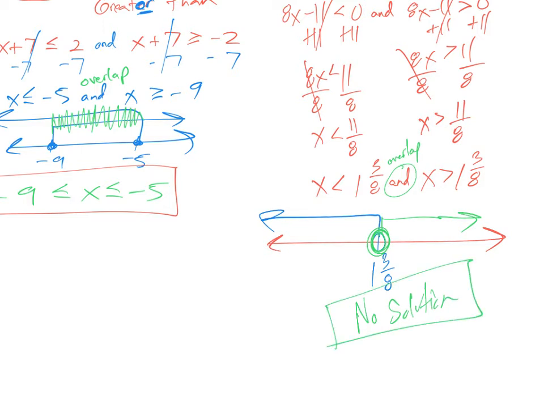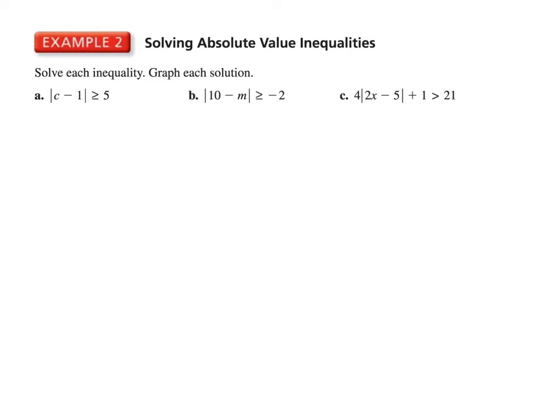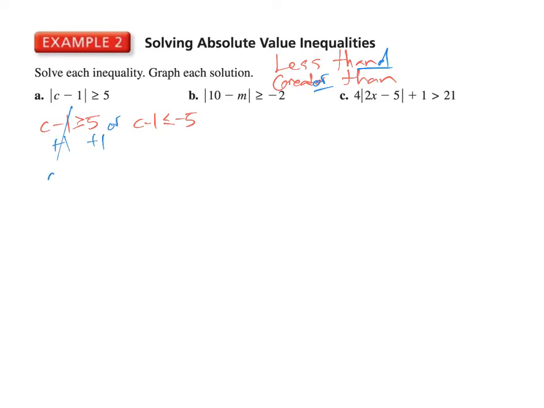Let's do a couple more examples. For part A, I'm going to have c minus 1 is greater than or equal to 5, and c minus 1 is less than or equal to, with the opposite sign, negative 5. Once again, I have this rule: less than, then greater. Here I'm starting off with a greater than, so I want to think "or" and connect them with an "or". Let's solve both of these inequalities.